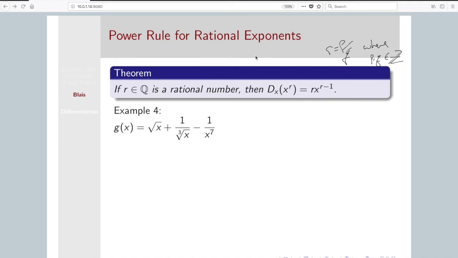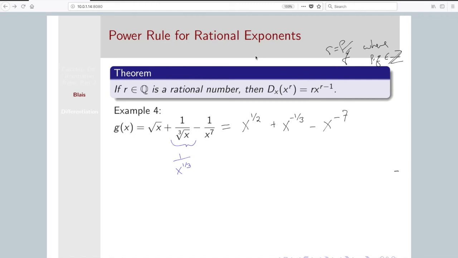So we can take a look at this case and get g prime of x. And it's always nice, in my opinion, when you see these types of expressions to get all of your x terms in the numerator and write with rational exponents. So square root of x is x to the 1/2. This middle term, cube root of x, is x to the 1/3. But if we bring it into the numerator, it'll be x to the minus 1/3. And then we have minus, if we bring the x to the 7th up top, x to the minus 7.